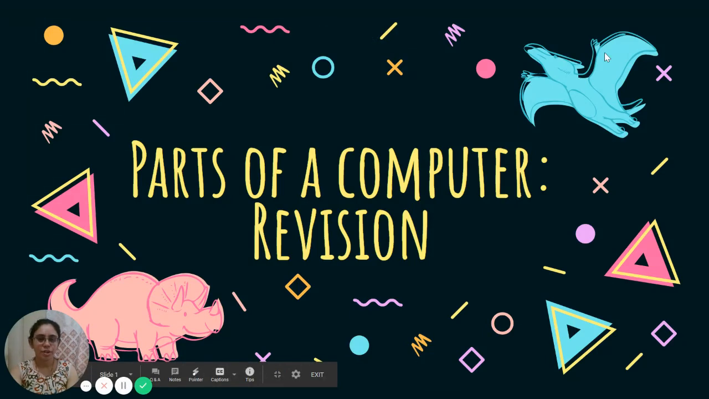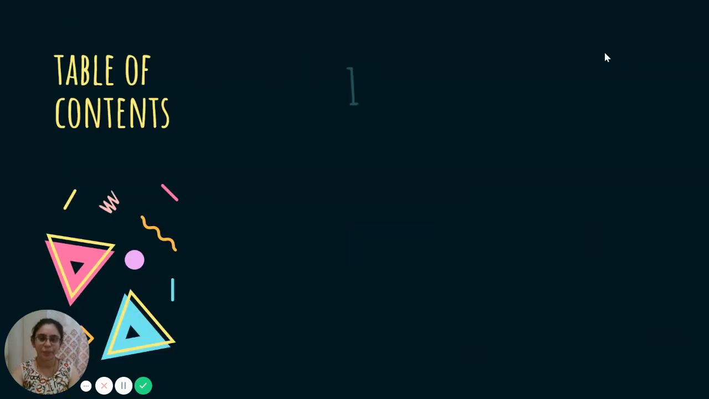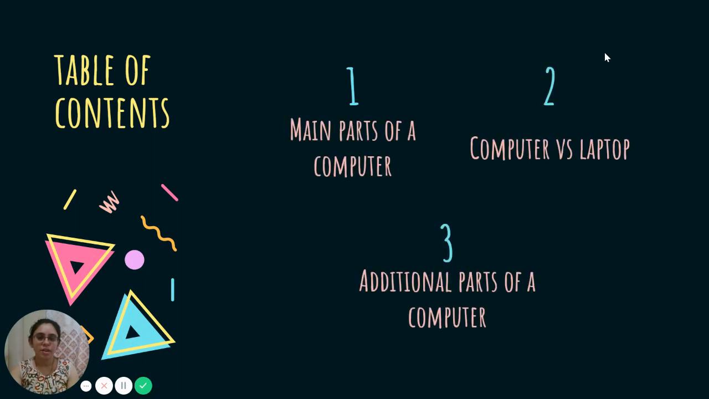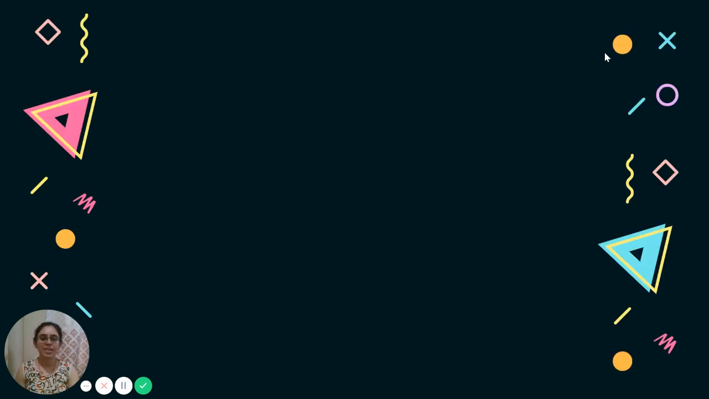The topic for today is parts of computer revision. This is our unit 3. So the contents that we are going to cover are: first, we will be seeing the main parts of the computer. Then we will discuss how the main parts of a desktop and a laptop are similar to each other. And then we'll see some additional parts of computer. So let's start.